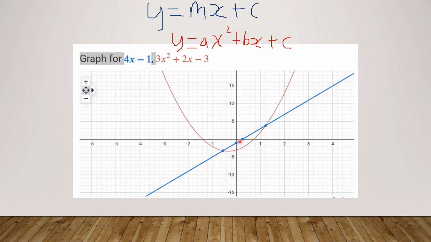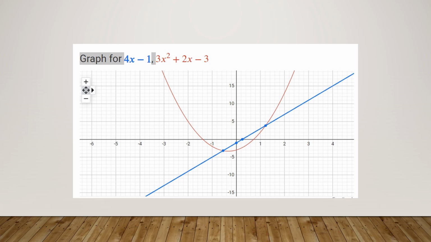So in solving this pair of equations, we will have two values for x and we will have two values for y. We just need to look at the graph and simply solve the equation, and that we will do in our next slide.